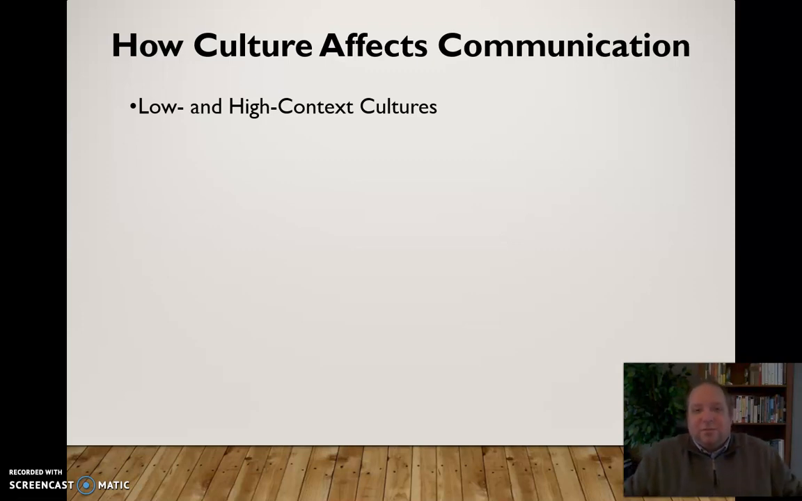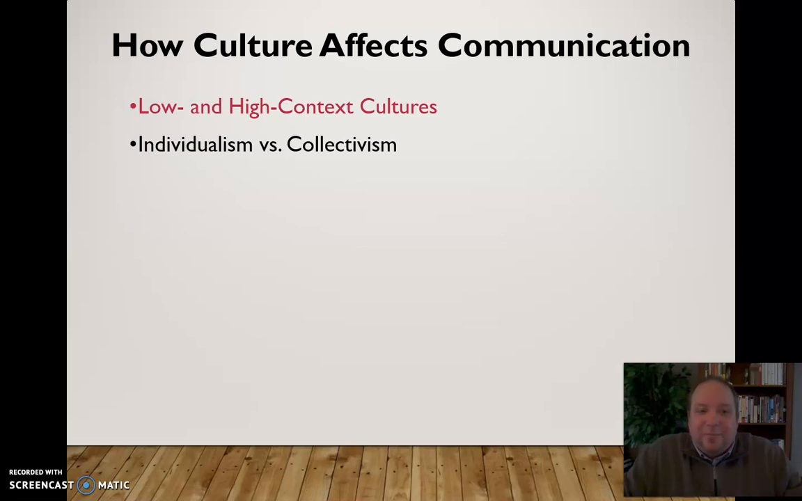High context cultures tend to pay very close attention to things going on in the background. They pay more attention to nonverbal signals. They pay attention to what's going on in the other person's life, whereas in low context cultures, we pay less attention to that. The United States is very much a low context culture. We're more concerned with our own thing, what we have to say, and we pay much more attention to verbal cues and to what's actually being said.